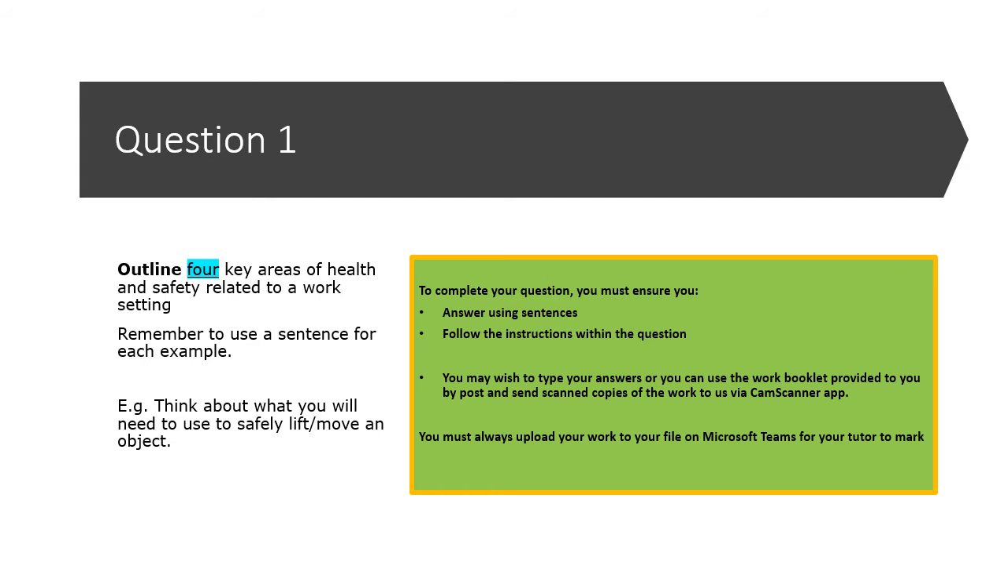So for example, with that one, we talked about having the appropriate equipment if you are to lift safely. So think about the last 2 slides and also think about doing some research of your own, but you need to outline 4 key areas of health and safety related to a work setting.